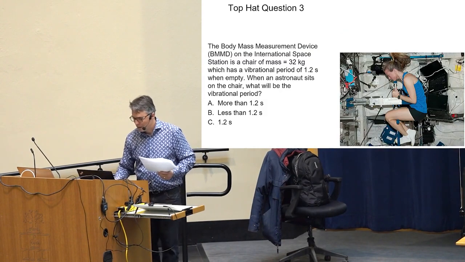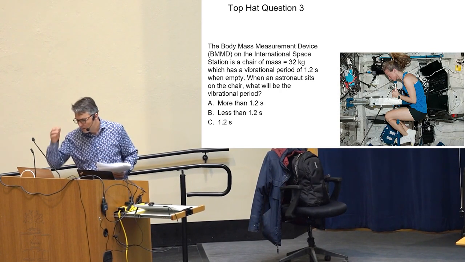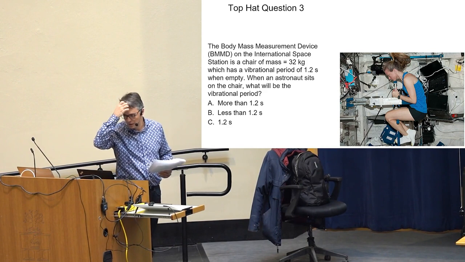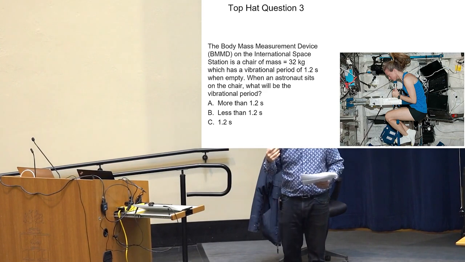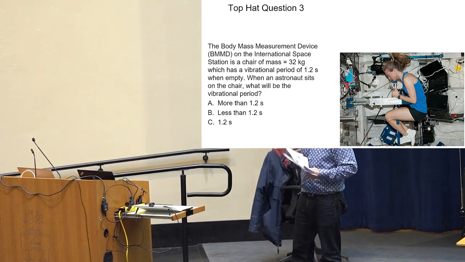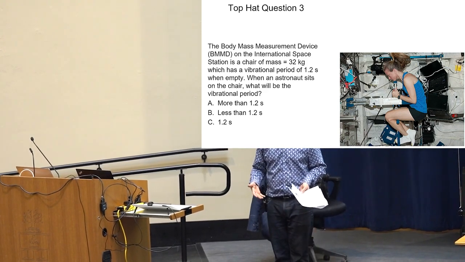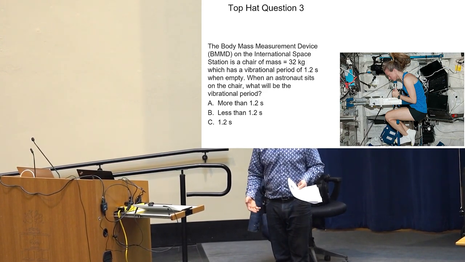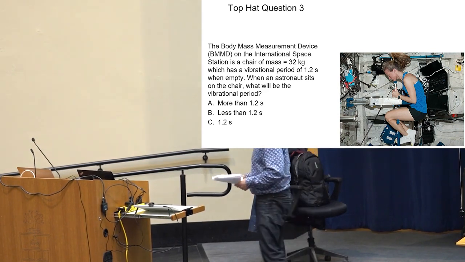What else? Let's do another one with the top hat. This is called the Body Mass Measurement Device. There's a photo of it up there on the International Space Station. Astronauts have to do a lot of work to keep themselves in shape because otherwise their muscles atrophy, and so they like to know what they weigh. But you can't just step on the scale because there's no normal force in space. There's gravity still on you, but there's nothing pushing back. You're just floating around there.